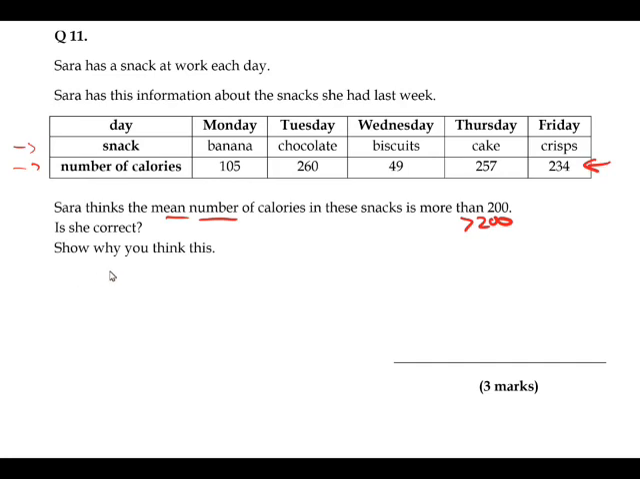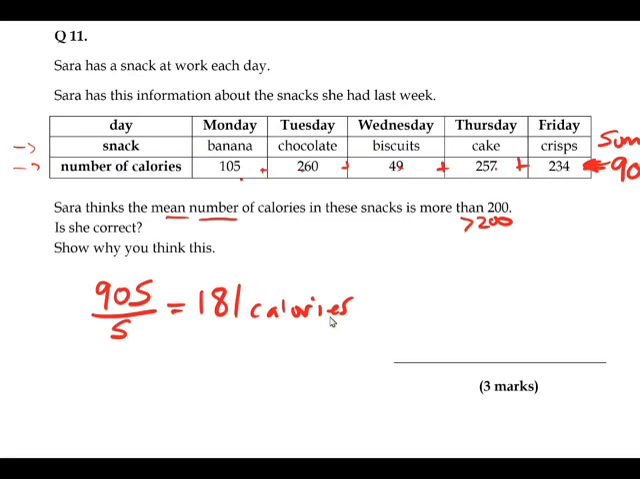So we have to add them together. So all we need to do is write the word sum and just add them together so we don't have to write them out again. Put the equal sign here. So the total sum is 905 calories. Now, to work out the mean, you have the total and you divide it by the number of numbers. So we divide by 5. So that's 181 calories.